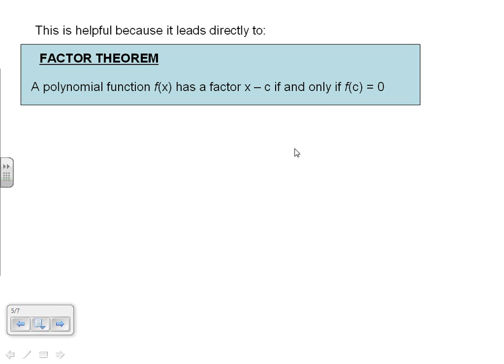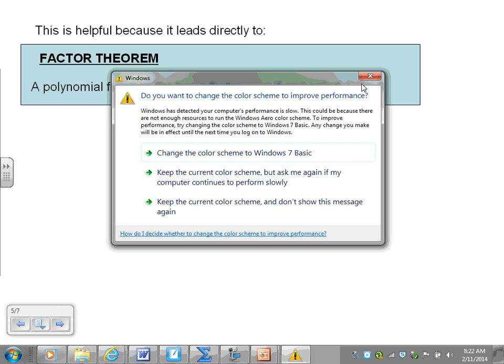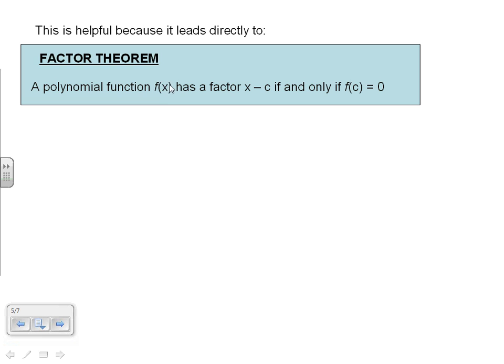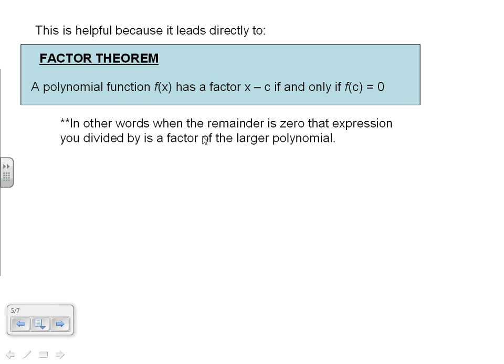Okay, so this is helpful because this leads directly to, as the words say on the page, the factor theorem. So we're going to do our synthetic division. What happens when a remainder is 0? So when the value of the function is 0, that means that the factor that we started with, or the expression that we started with, is actually a factor of the original function. So this is a way to help us to factor these polynomials, particularly ones that are a little less nice to work with.